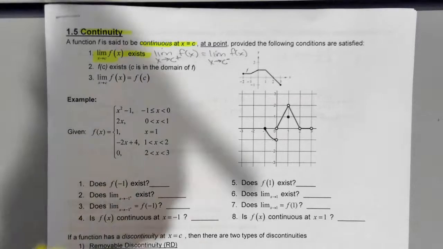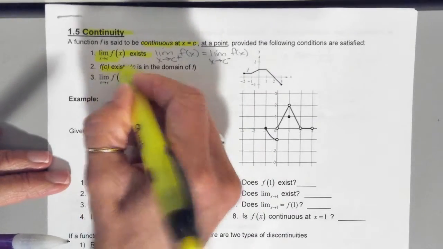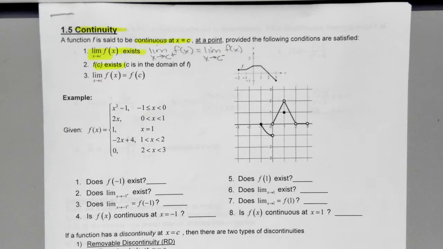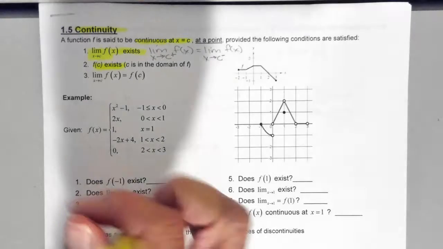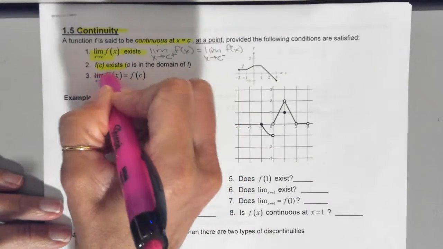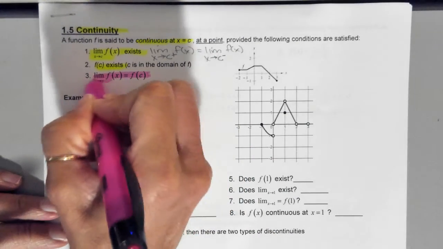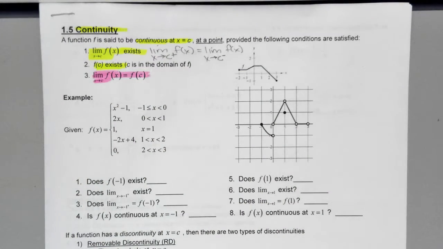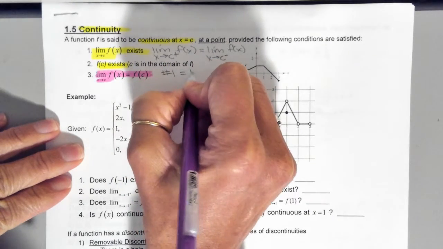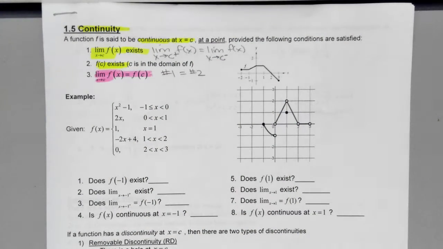Then in the next step, you need to make sure that f of C exists and that it falls within the domain of f. But the biggest piece here is this last one. So I'm going to use a different color. Here, the limit as x approaches C and f of C must be equal to each other. Meaning conditions number 1 and number 2 must be equal. So you need to make sure that the limit as x approaches C from both the left and the right is the same as f of C.